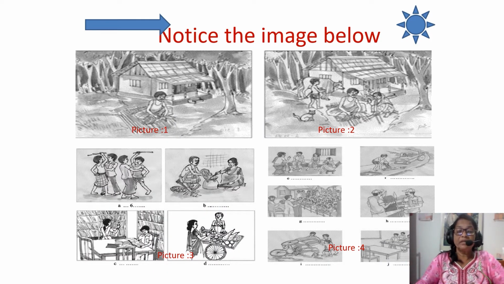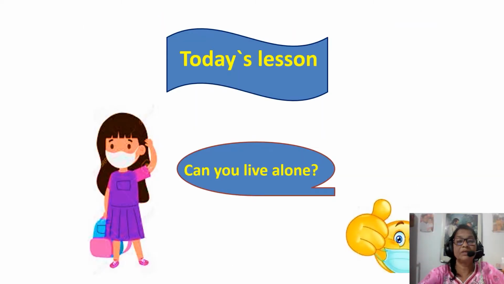We can notice the image below. Someone is mending something, family gathering, problems in a family, young learners cultivating virtues, cooking, and acquiring knowledge. Today's lesson: can you live alone?